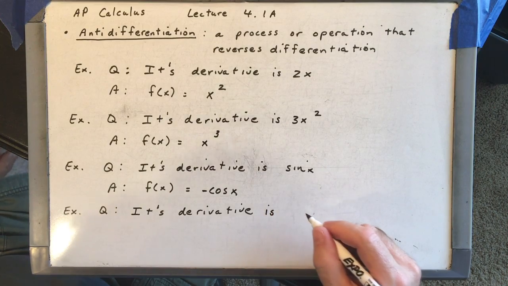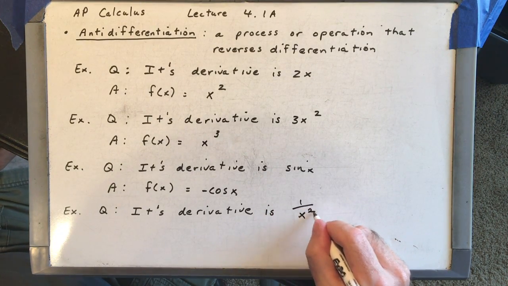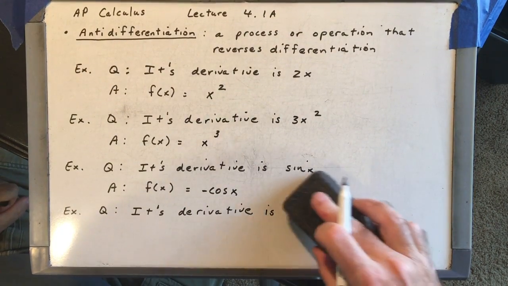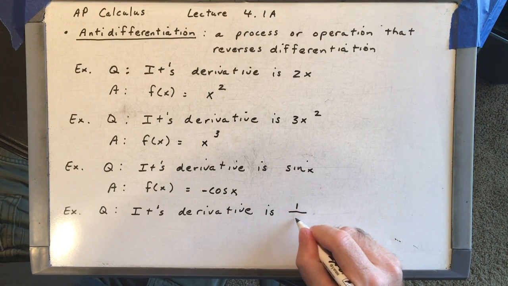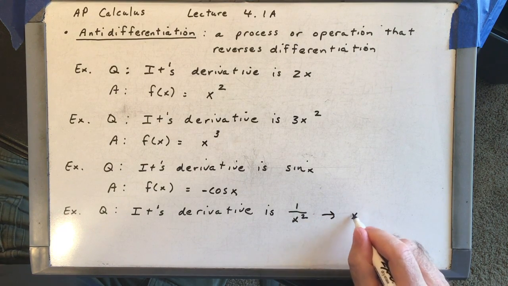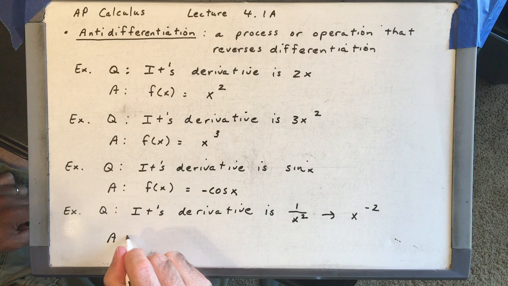All right, its derivative is 1 over x squared. All right, that's pretty messy. Let me try to improve that. 1 over x squared. I'm working around the music stand here. Let's rewrite that as x to the minus 2.